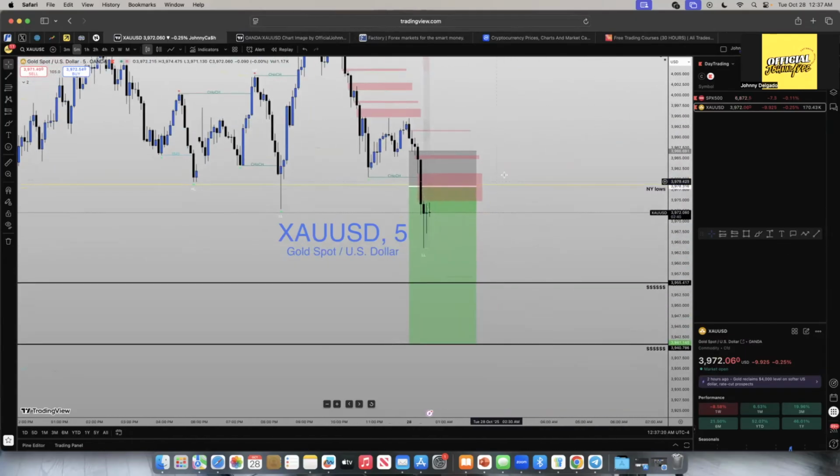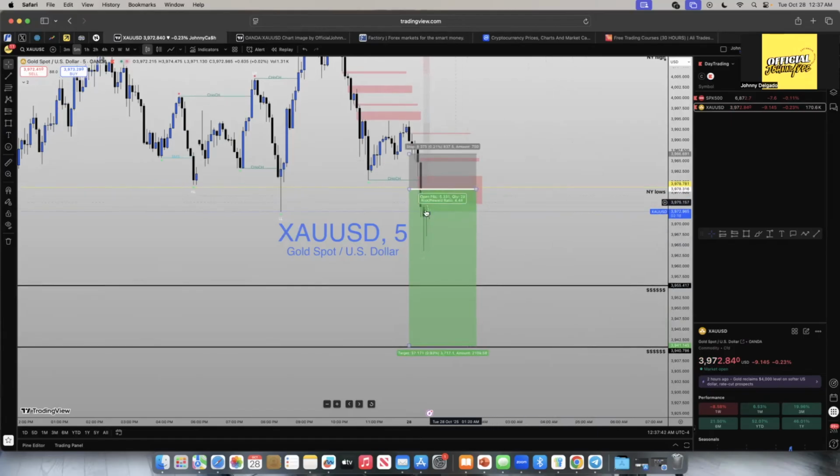And then, of course, we have that fair value gap right here that we clearly played into, for a possible re-entry to go back down to the downside. So I think right now we're just stalling a bit. We're consolidating, but we did have that initial drop. Once we retested right over here at the fair value gap, that's where I initially got into my position, literally right here, and it gave me the confidence.